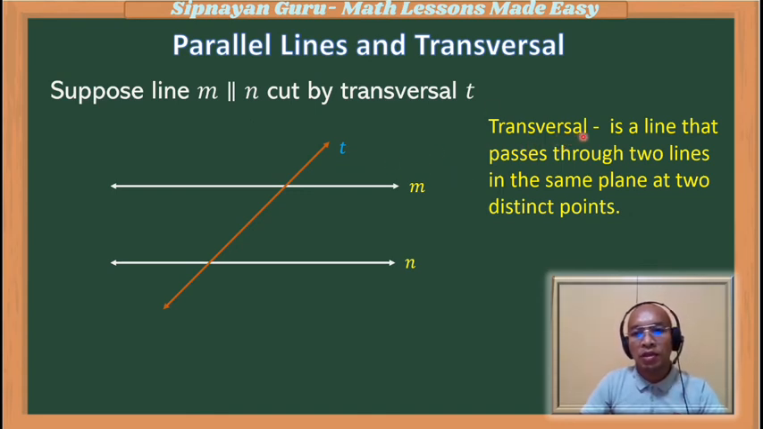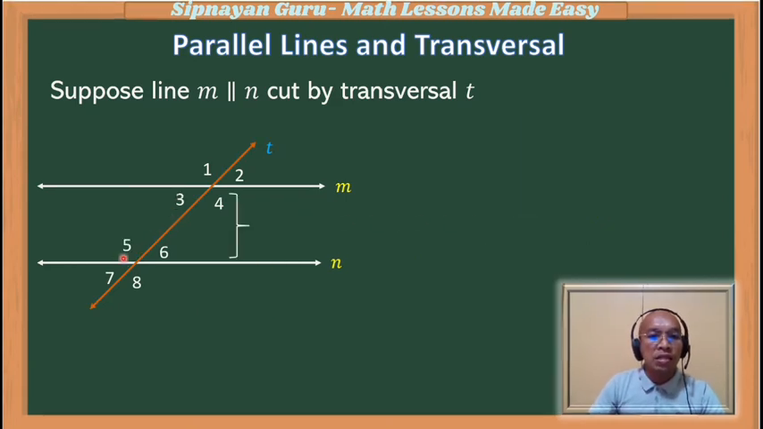By the way, a transversal is a line that passes through two lines in the same plane at two distinct points. Line M and line N are parallel lines, and this is line T. So this line T passes through line M at this point and crosses line N at a different point. That line is called a transversal. As you can see, we have 8 angles being formed here.